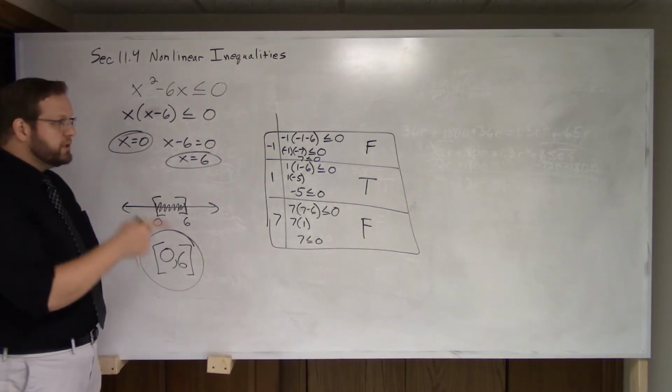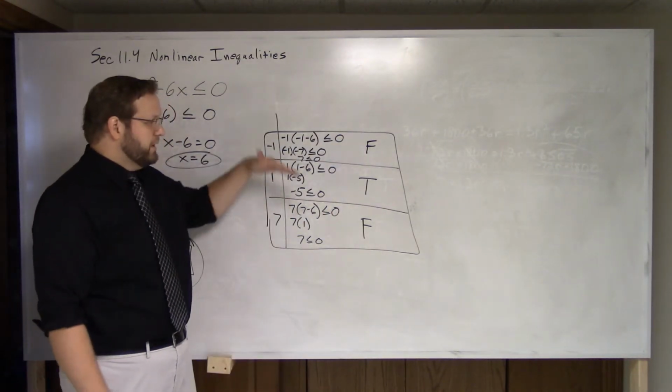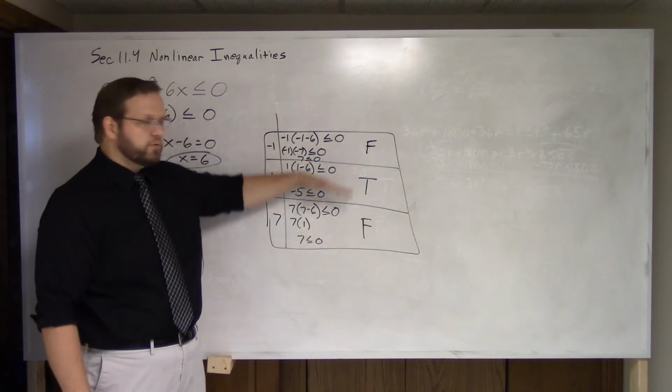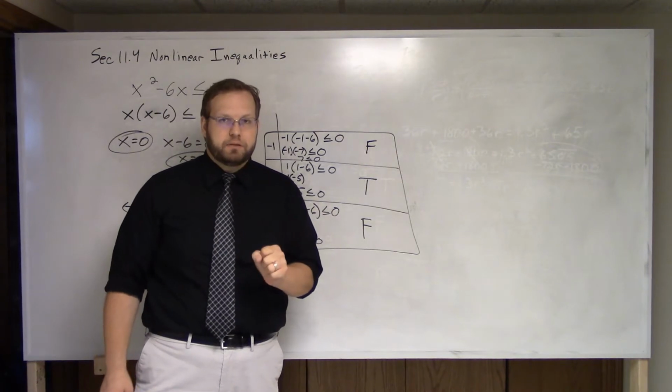If you notice on this one and the previous one, we alternated the trues and falses. The previous one we had true, false, true. Now we go false, true, false. If it's a quadratic, typically that happens, okay?